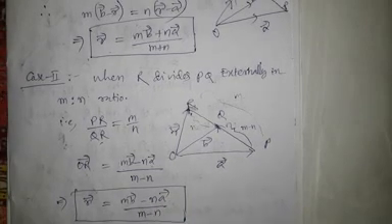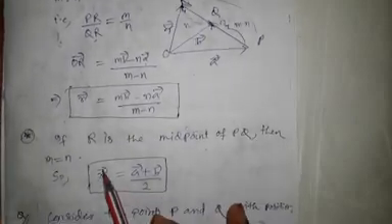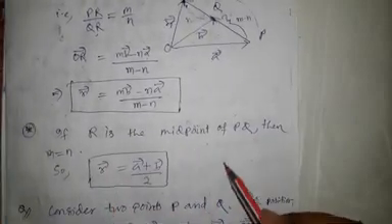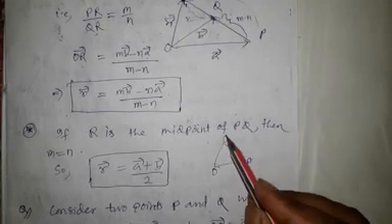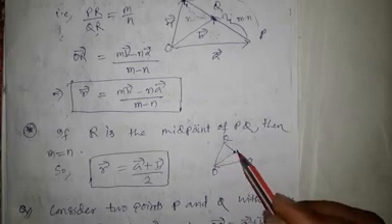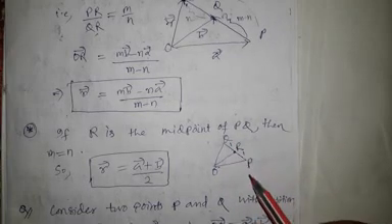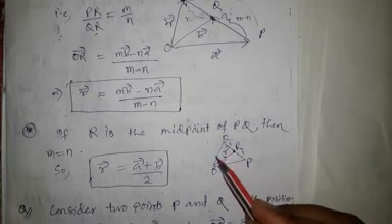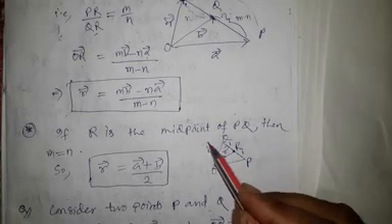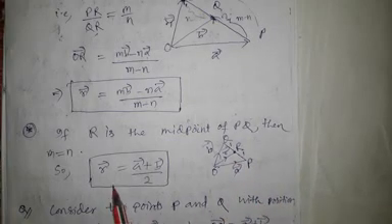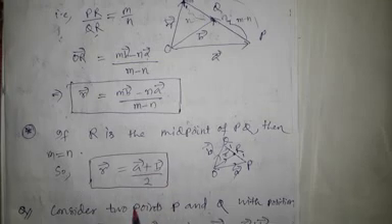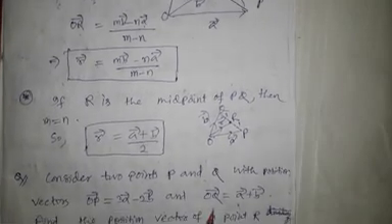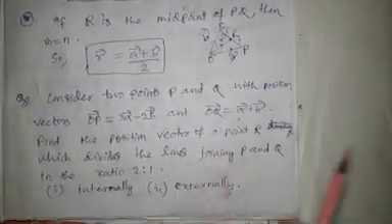If R is the midpoint of PQ, midpoint means in this way. This is O, this is P, this is Q. This is the midpoint, that is R. That means in 1:1 ratio this is converted. That's why this is the B vector, this is the A vector. So the R vector is equal to (A plus B) vector by 2. This is the midpoint vector.